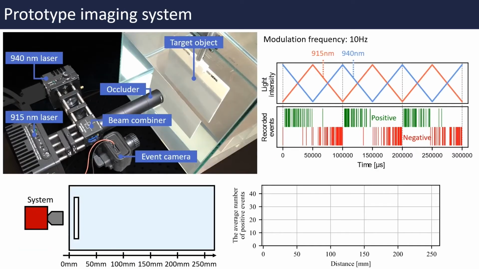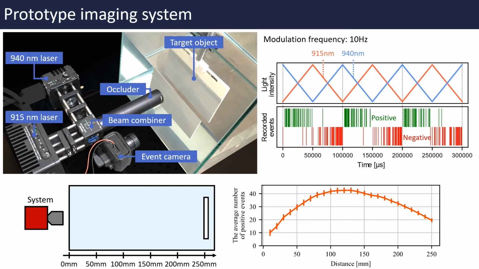In order to evaluate the proposed method, we built a prototype imaging system. In a reflection setup, 915 nanometers and 940 nanometers lasers are used as light sources. Illuminating a target whiteboard in a water tank, the event camera observes reflected light from the target. The target board is translated in water every 10 millimeters, and the numbers of recorded positive events are averaged for 100 times. In the range until 100 millimeters, the number of the events tends to be proportional to the distance. This shows the prototype works as well as the theory.